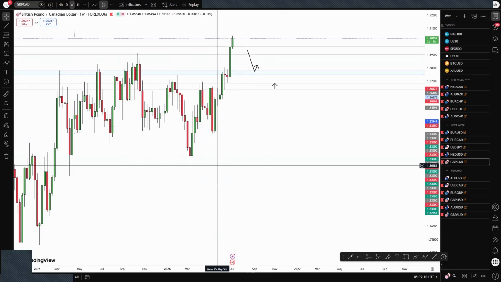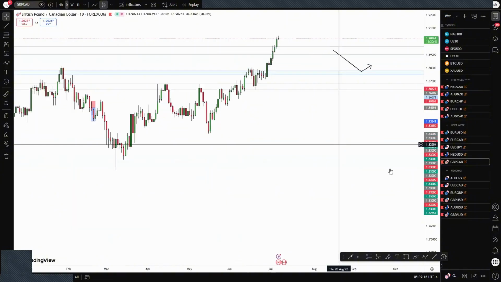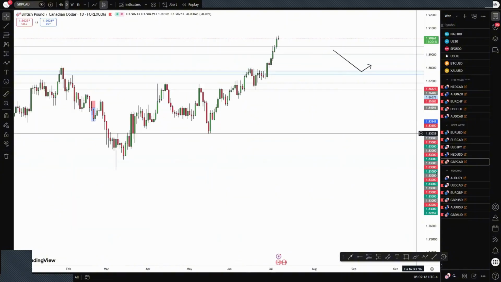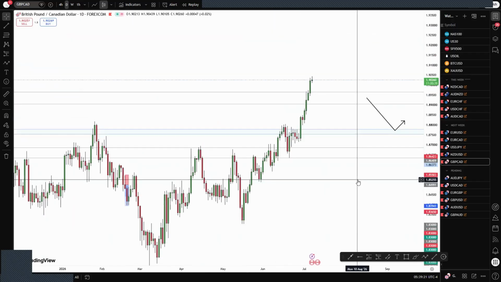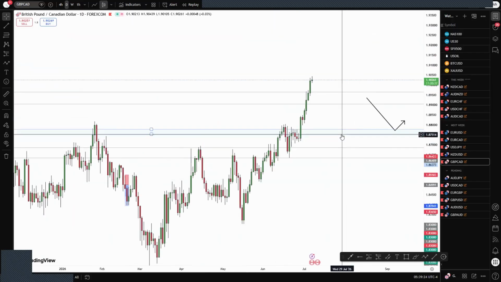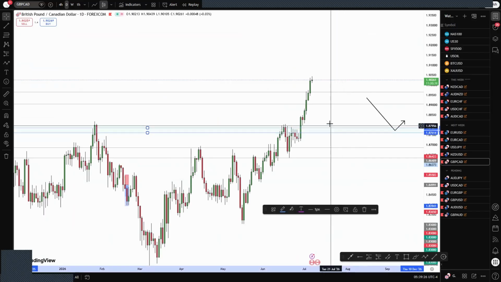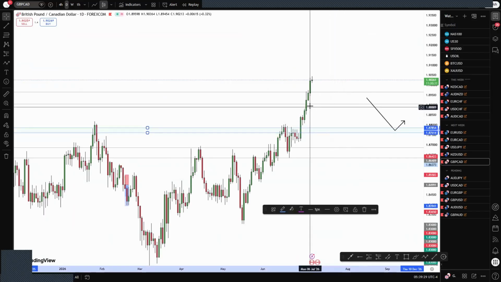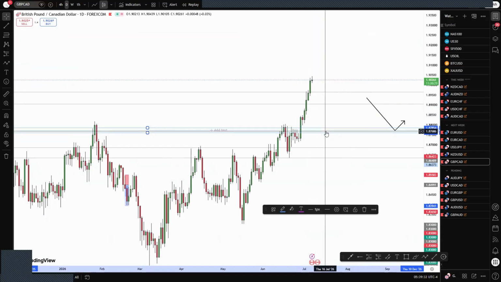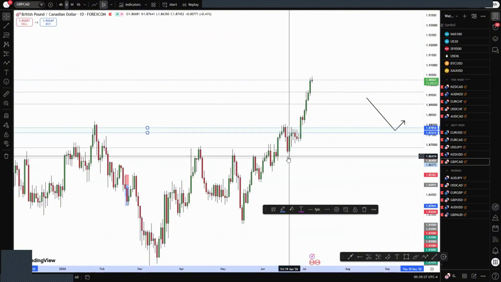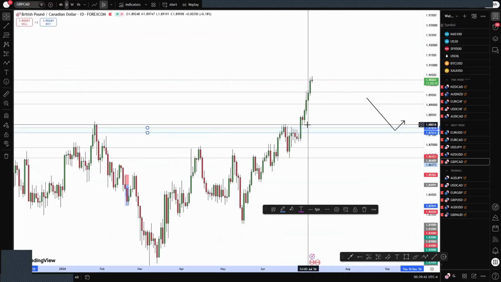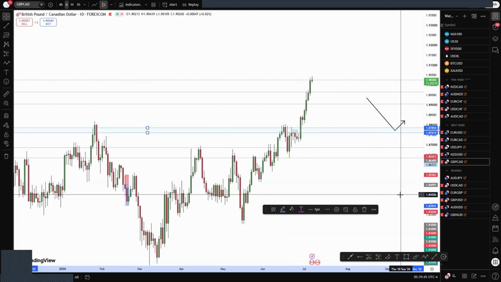GBPCAD. The only thing that shocks me is I always get it right about this pair, but it never finishes its whole move. Like at this point, all I needed was price to have a short retest. It bought. All I needed here was a 4 hour shift. It bought. So that's funny sometimes.